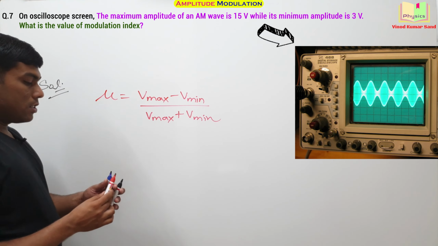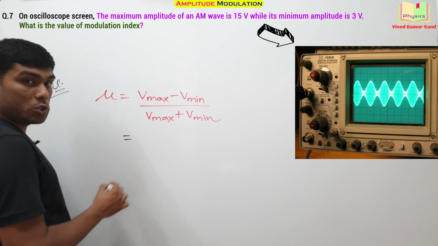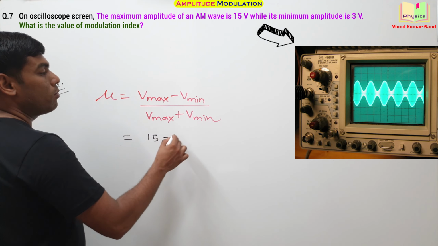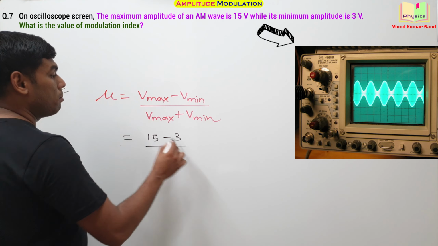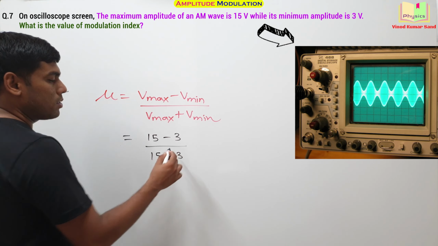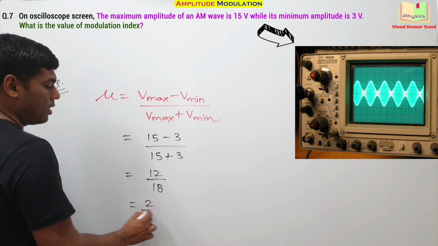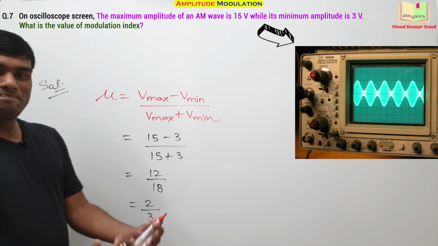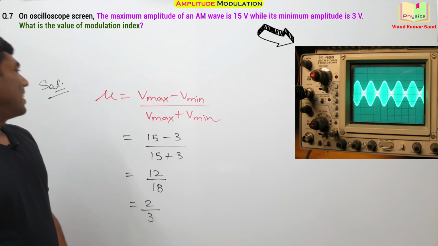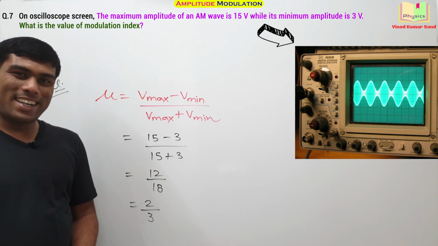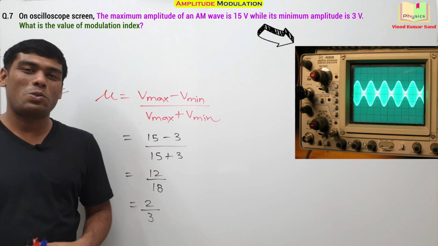How much is the maximum voltage in this question? 15 volt. Minimum voltage is 3 volt. Maximum is 15, minimum is 3. So it is 12 by 18, which comes out to be 2 by 3. Simple. I hope everyone got the correct answer. Note it down. Then we'll go to the next question.